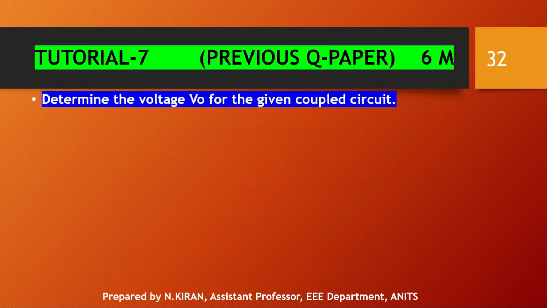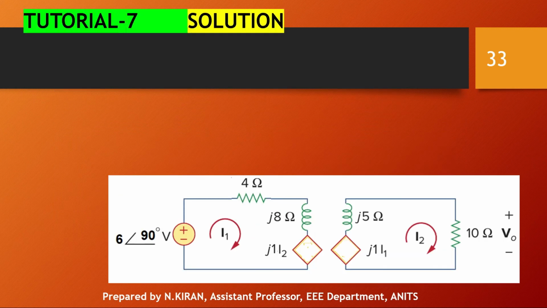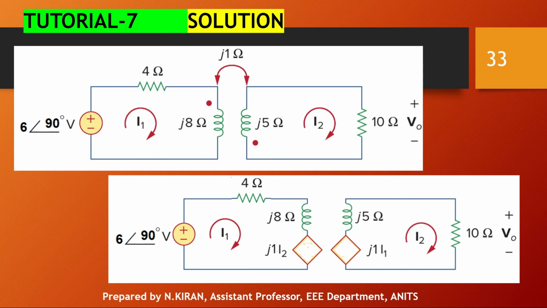So next sum asks us to find the voltage V0 for the given coupled circuit. Here also, in order to find the voltage, we have to first convert this into its electrical equivalent. So after converting this into electrical equivalent, we'll find the required voltage.